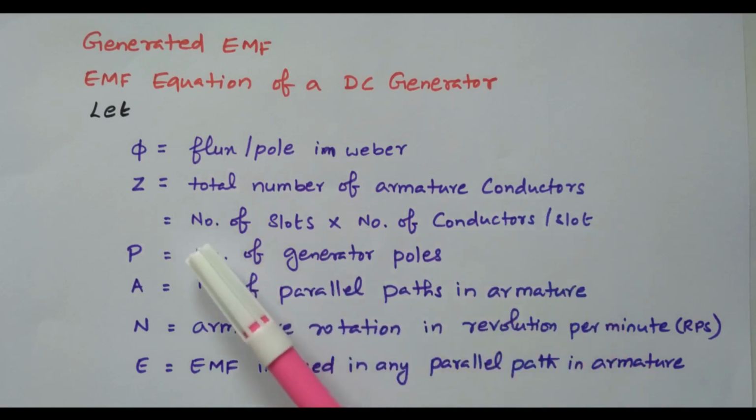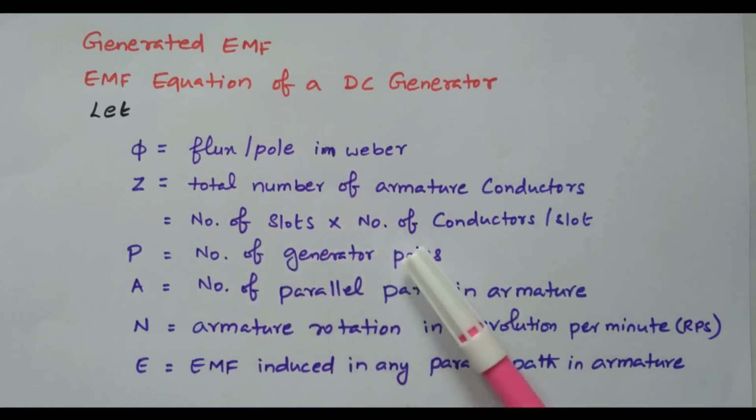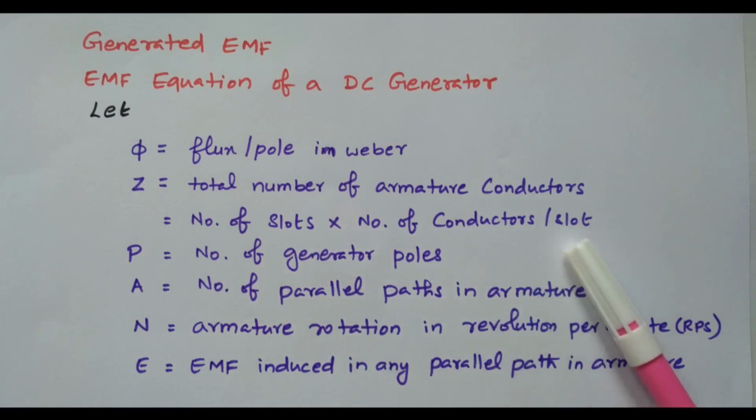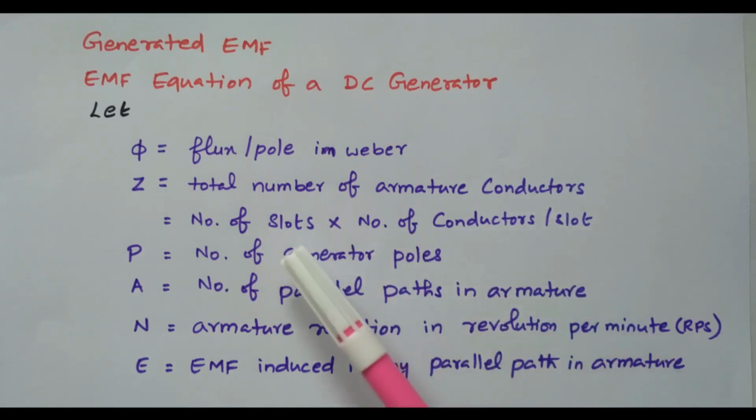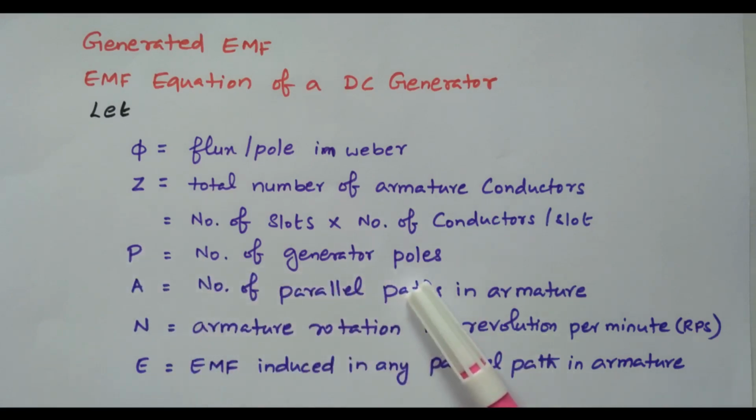So that is nothing but number of slots into number of conductors per slot, right? So this number of slots multiplied by number of conductors per slot will give the total conductors in an armature. P is the number of generator poles. So during the manufacturing itself, this number of poles will be decided. A is the number of parallel paths available in the armature.